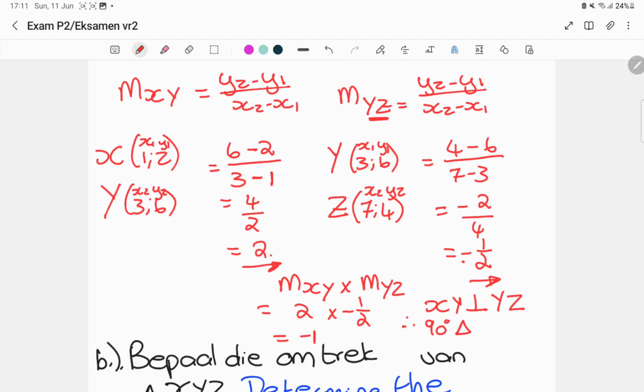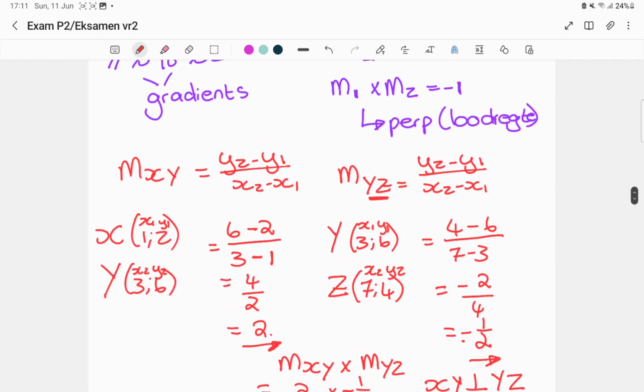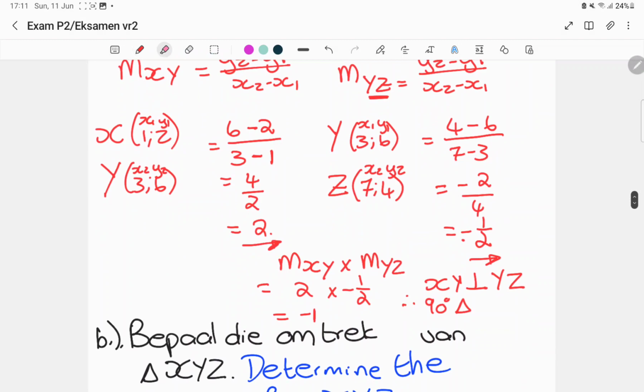Whenever you have to prove something is 90 degrees, it means you have to get the gradients of the two lines you think will make that 90-degree angle, multiply the gradients, and if it does give you an answer of negative 1, you know that in fact those two lines are perpendicular, so there is a 90-degree angle.